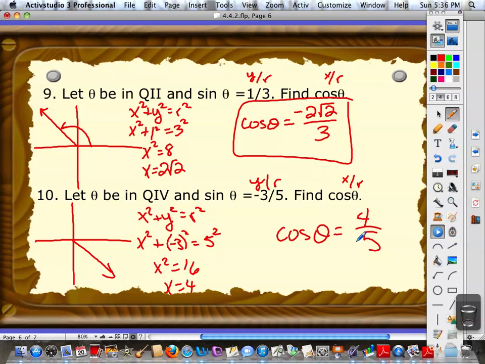I go back and I look at my quadrant. I'm in the fourth quadrant. In the fourth quadrant, x's are positive, so my cosine stays positive, and that's it. I'm done.